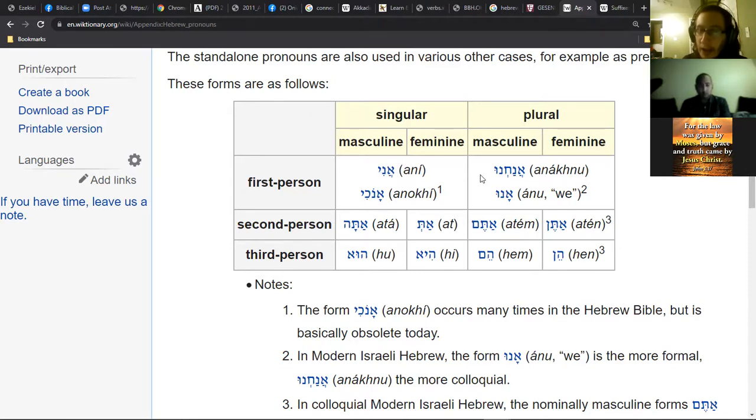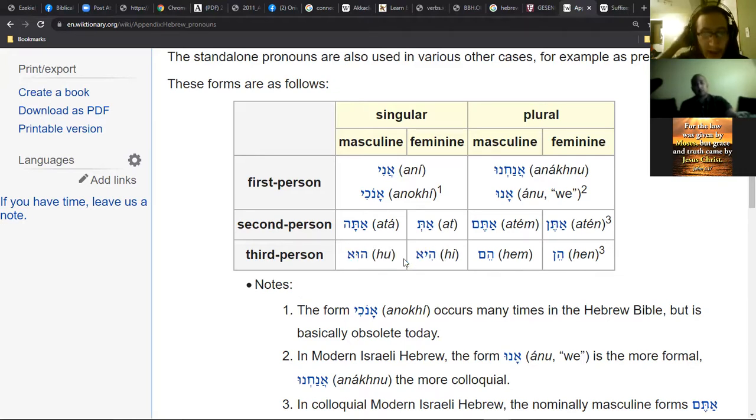Similarly, you have anachnu, and then it eventually became anu. And you have ata, at. So masculine is ata, feminine is at. Plural is atem for masculine. Feminine, aten. And then third person is hua or hu. And feminine is hia or he. So this is he and this is she.